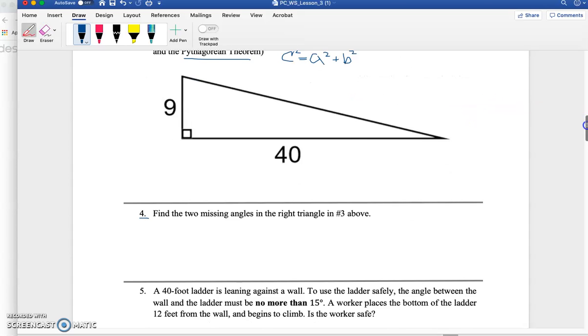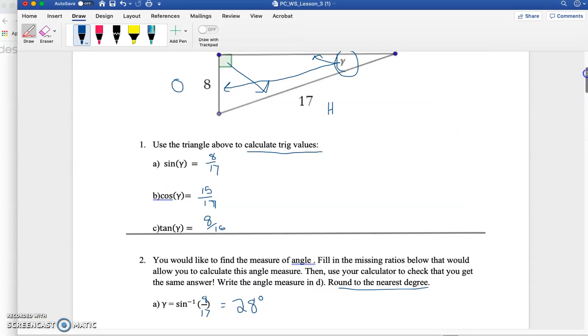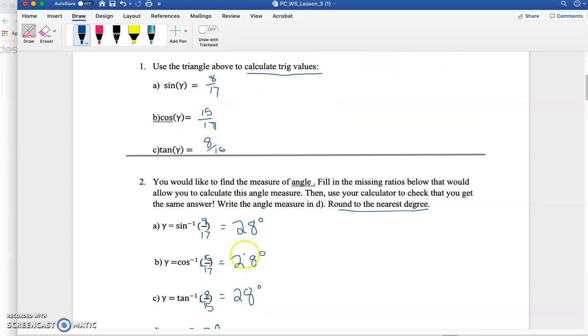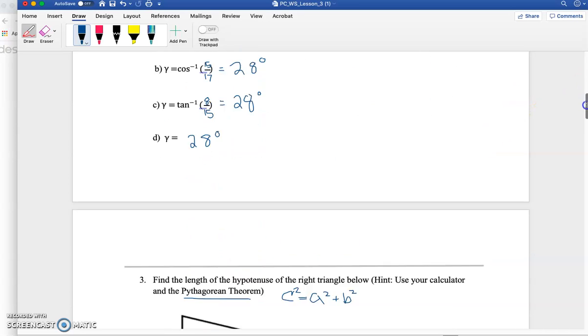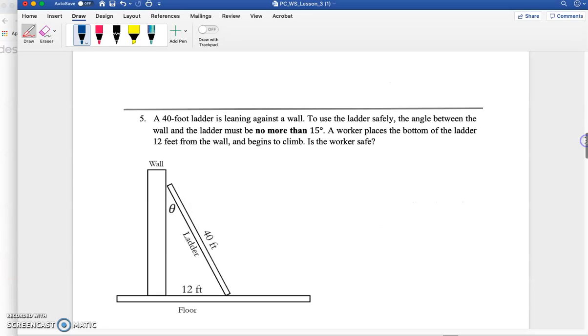Once you get all the sides, you're going to create your sine, your cosine, and your tangent, just like we did in the warm-up and in numbers 1 and 2. Just like we use sine, cosine, and tangent, we're going to take their inverse, and that'll give us their angle measurements. Then that brings us to number 5.